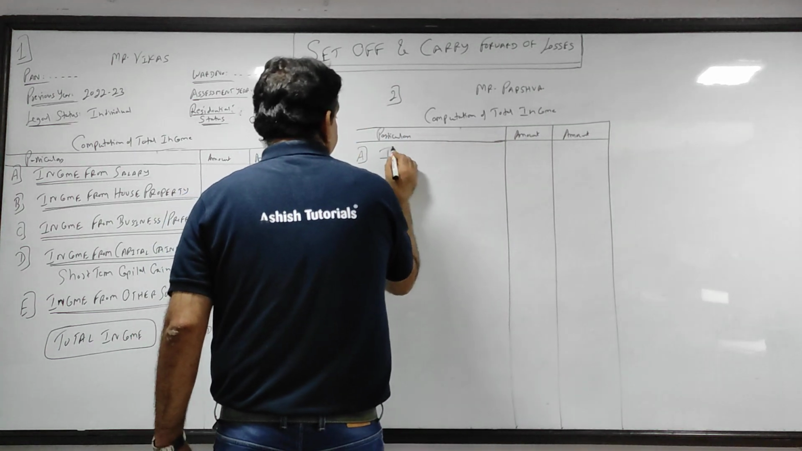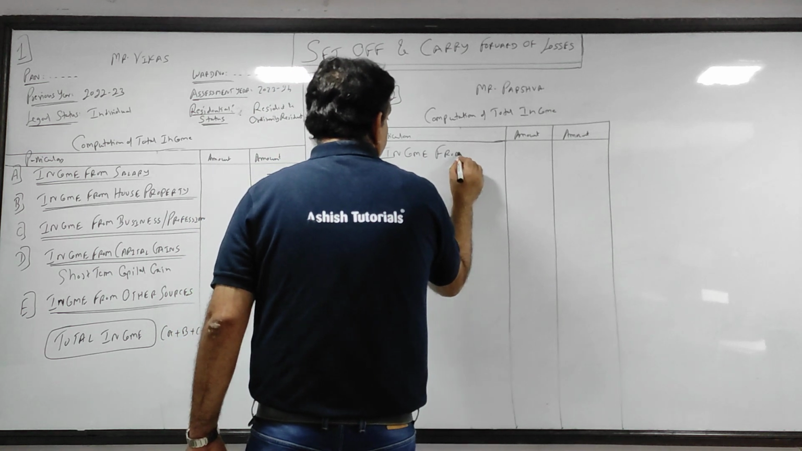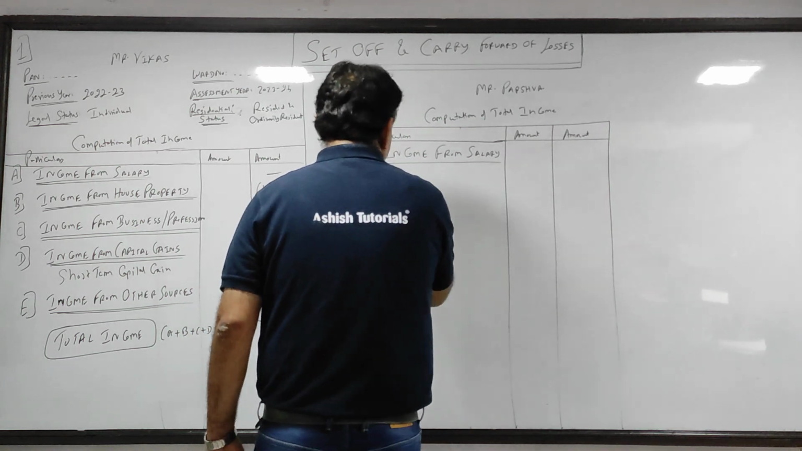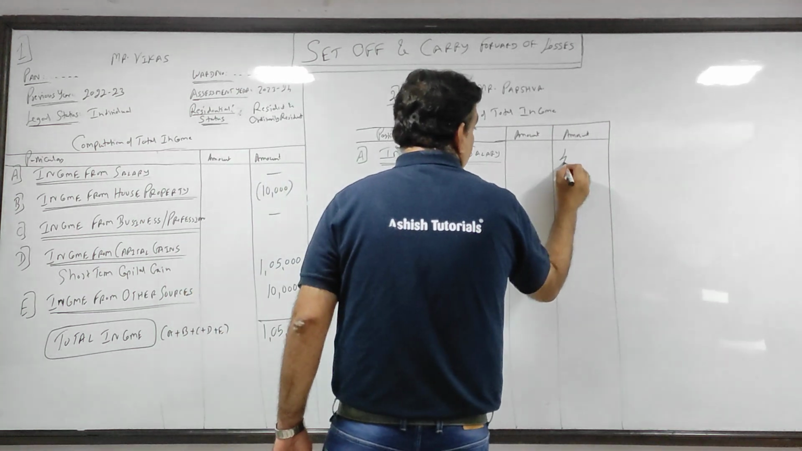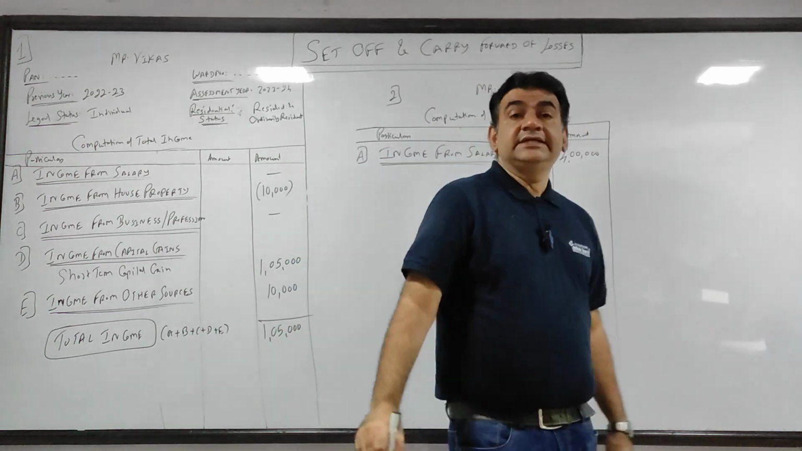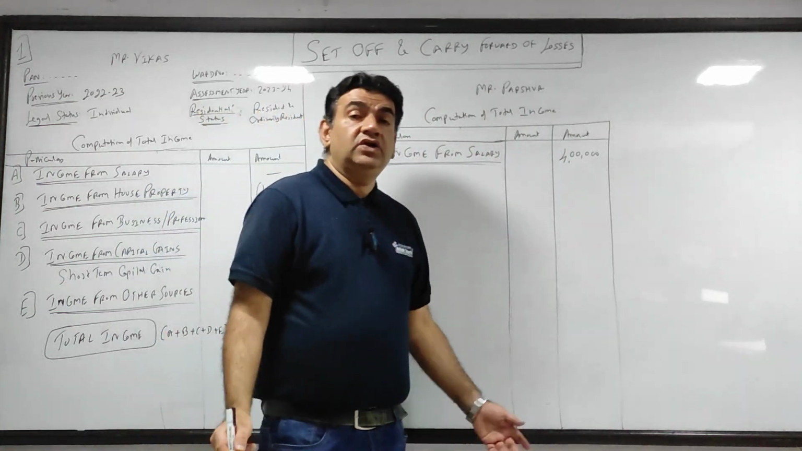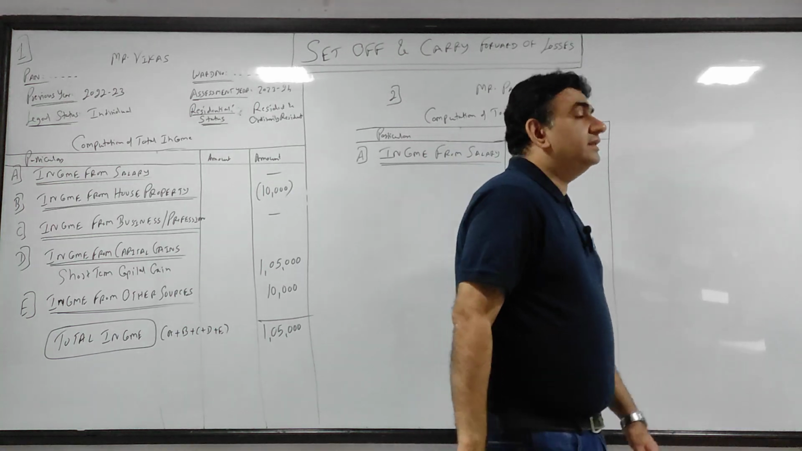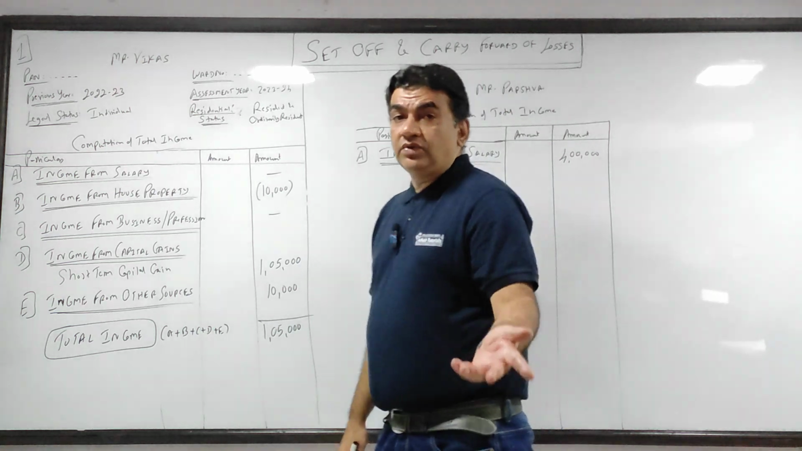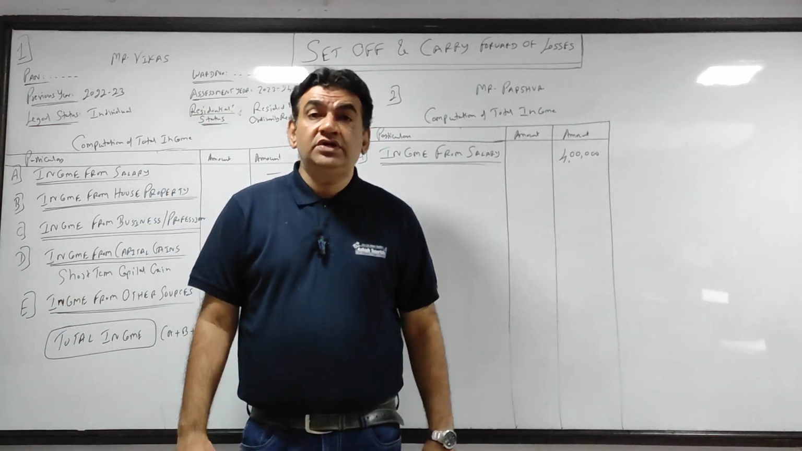A, income from salary, 4 lakhs. याद रखना, again I am repeating. There cannot be a loss in salary. Logic बैठता नहीं है. There cannot be loss in salary. Because as I told you, you work, get money, or you don't work, you don't get anything. There cannot be a loss.